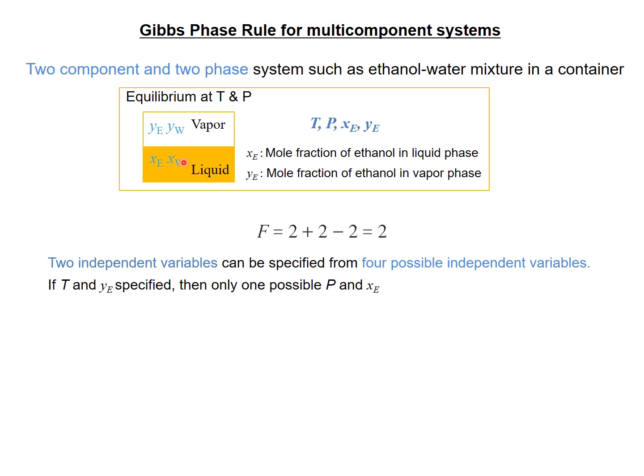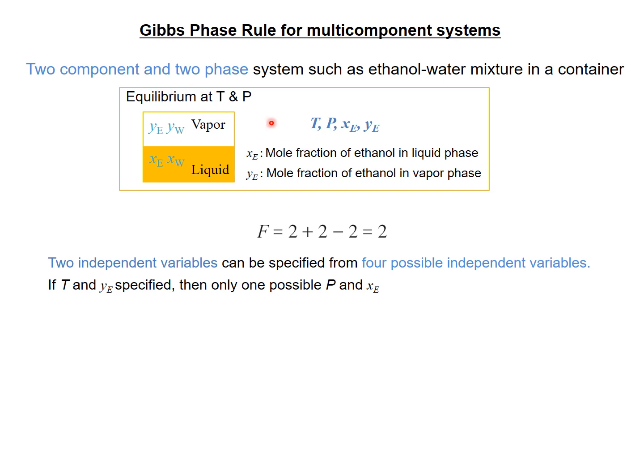Usually, the X symbol is used for liquid composition. I have said that before. And in the vapor phase, you also have another composition of ethanol and water, so Y sub E, Y sub W. Y is the symbol for the vapor phase composition. So here are the four variables.